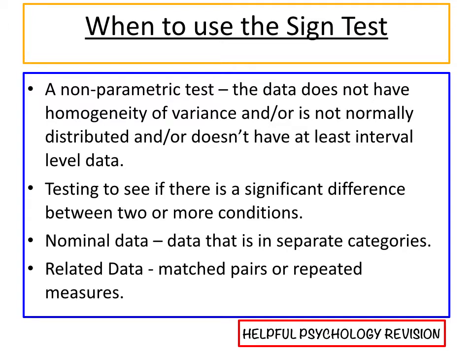You are testing to see if there is a difference between two or more conditions. The data is in separate categories, which makes it nominal data because you're counting up improvements, getting worse, or staying the same. And related data, matched pairs or repeated measures design, which means you cannot use independent groups or independent measures when doing the sign test. If you have independent groups data, then you use chi-squared.